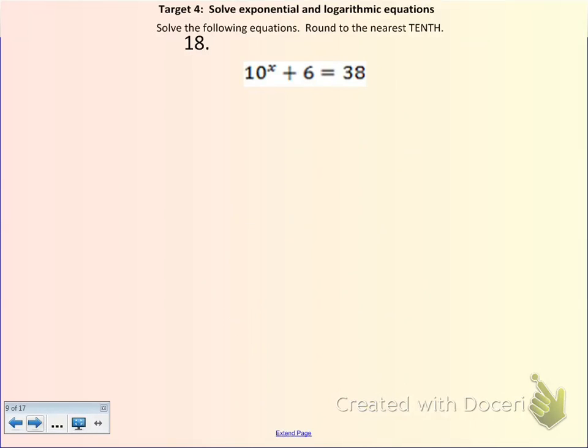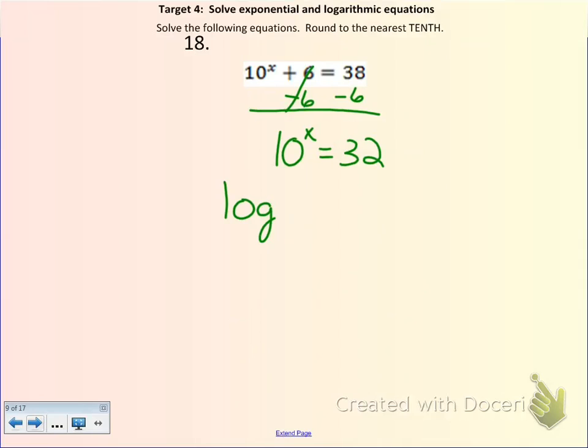We have 10 to the x plus 6 equals 38. Now this one's a little different. We're going to subtract 6 to both sides. So we get 10 to the x equals 32. We're going to put this in logarithmic form, but this one has a base of 10 already. So this is that common log we can straight up put in our calculator.